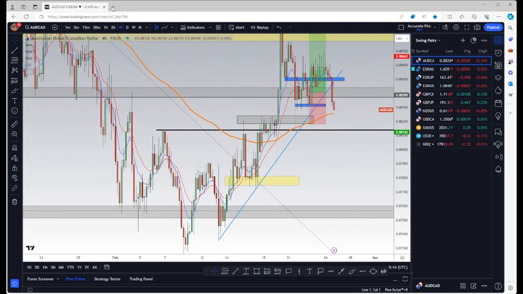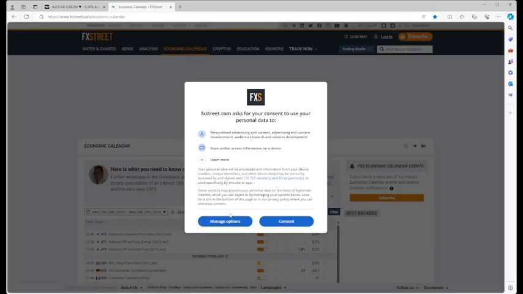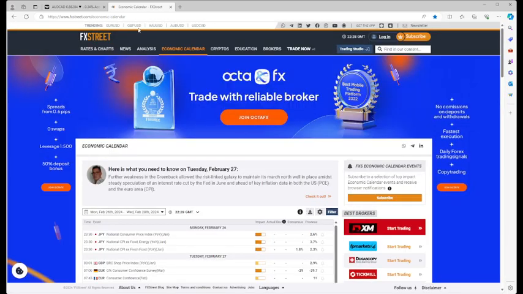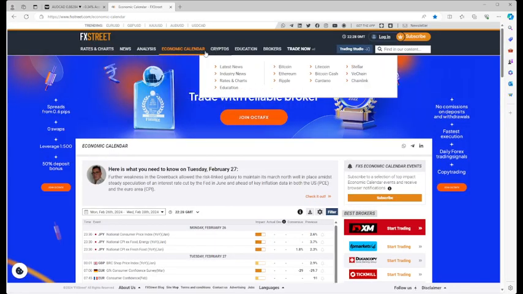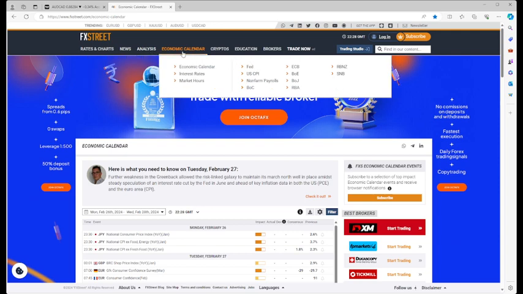But literally, you know what, I haven't even checked news. Let me just check. Cool. Continue to site. CAD has literally just dropped. Oh my dear.